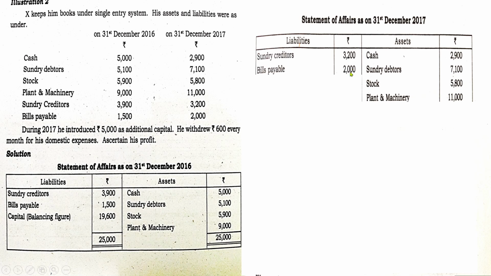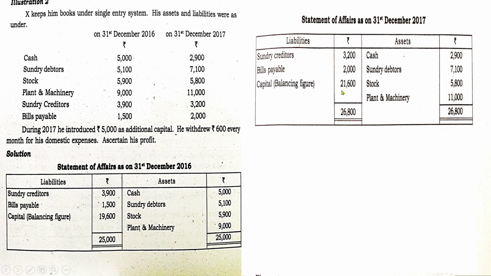Bills payable 2,000. And the same pattern will be followed here also. You have to take the totals of these two sides. The highest value has to be given on both sides. Here this side is highest, so 26,800 will be written on the two sides. And if you take the difference, you can see that 21,600 has been obtained as a balance from this side, so it is considered as the closing capital balance.